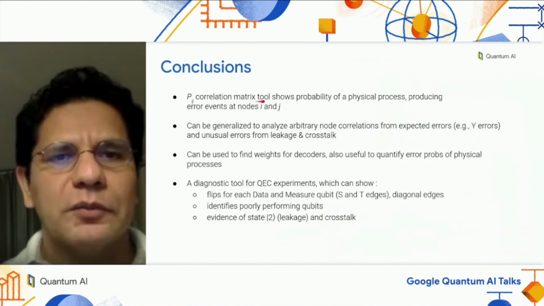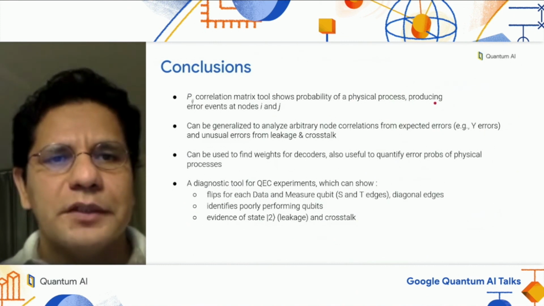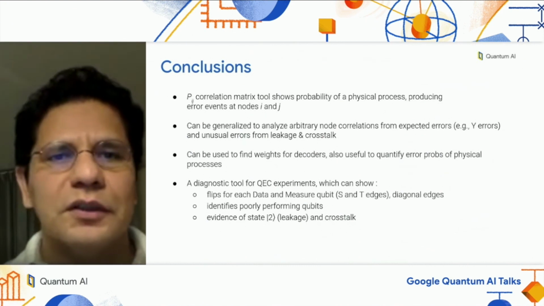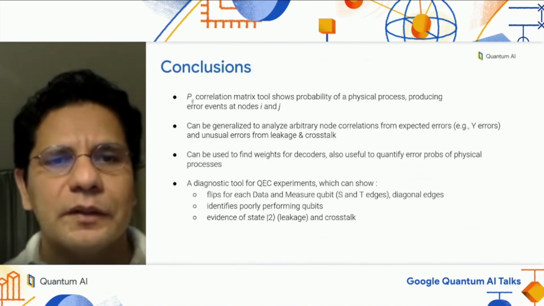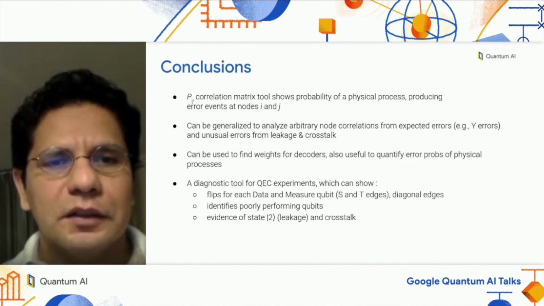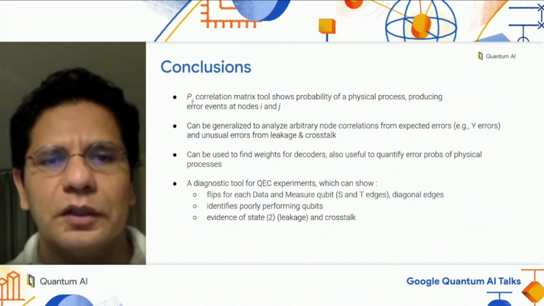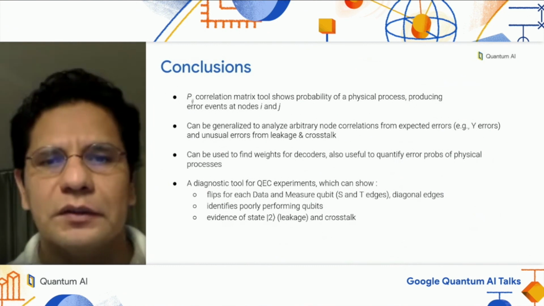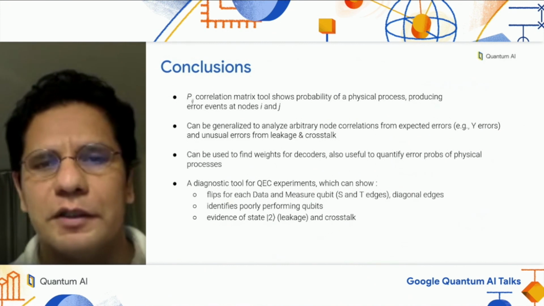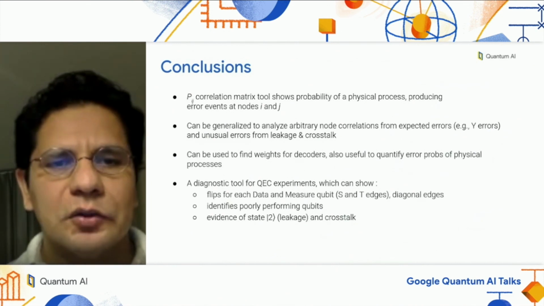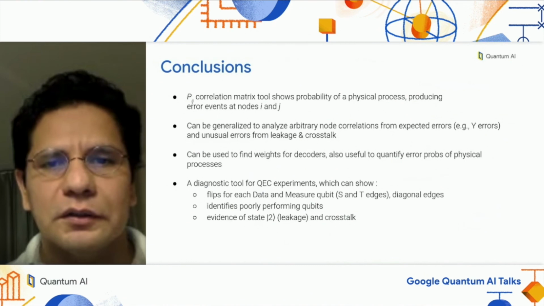So in conclusion, the PIJ correlation matrix tool shows the probability of a physical process producing error events at nodes I and J. PIJ can be generalized to analyze arbitrary node correlations from expected errors like Y errors and also unusual errors like leakage and crosstalk. It can be used to find the weights for the decoder, and it's also useful to quantify error probabilities of physical processes. And it is a sensitive diagnostic tool for error correction experiments, which can show, for example, flips of each data or measure qubit. Those are the space and time edges, and also diagonal edges from CZ errors. The technique can identify poorly performing qubits, and it can show evidence of state 2 leakage and crosstalk in the data. Thank you.